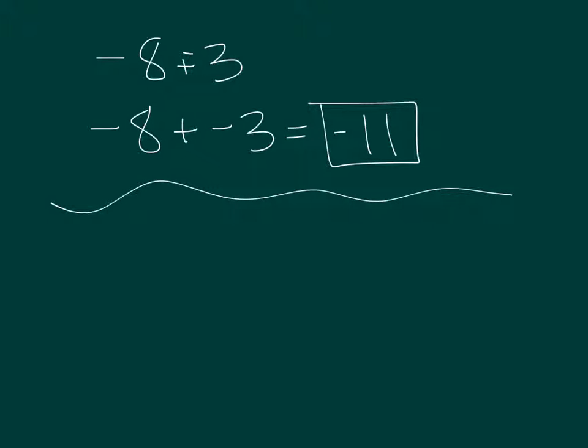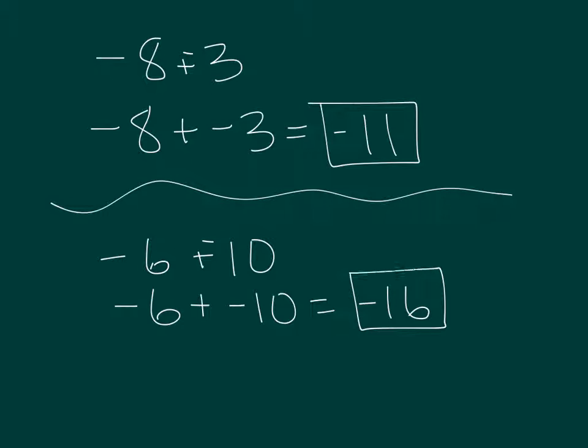Let's try it again. -6 minus 10. This is the same as adding the opposite. -6 plus a -10. Add the numbers, keep the sign. -16.